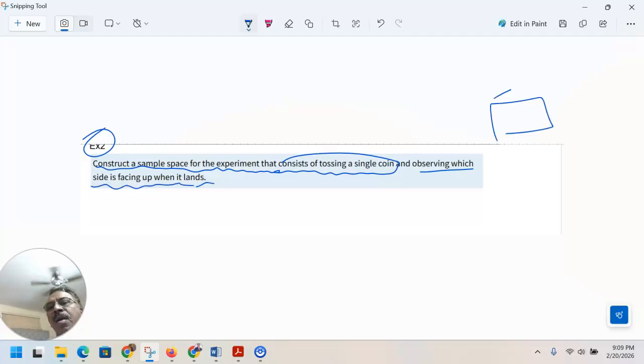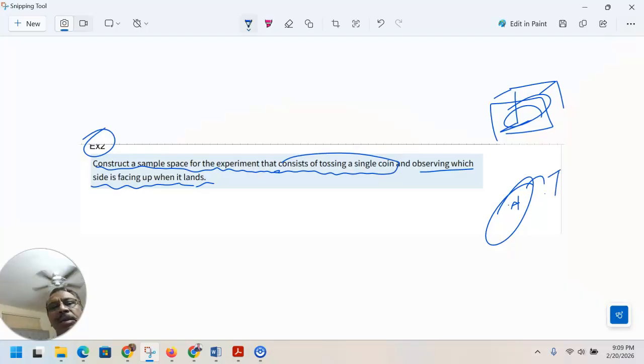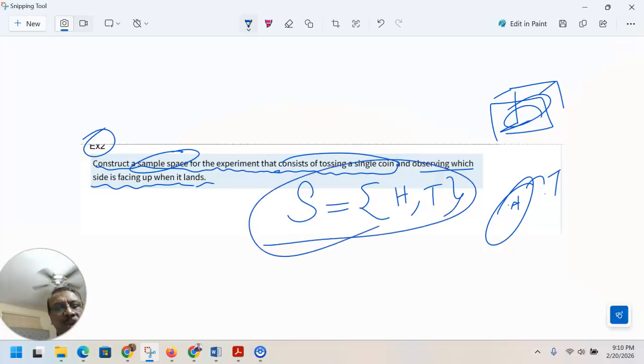Did we not do this? Yes. When you toss a coin, this side is the head and the back side will be the tail. So the sample space, and I always use this, is going to be either the head or the tail. So that's it. You're done. That's all they're asking you. Let's go to the next question.